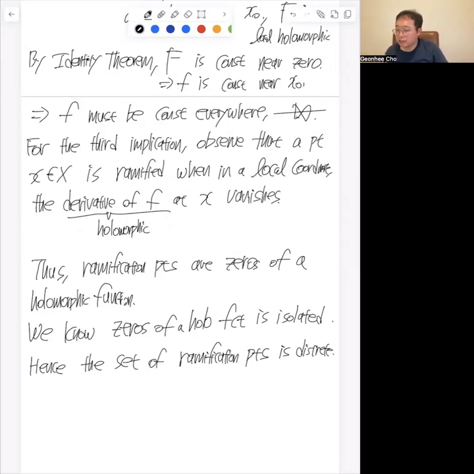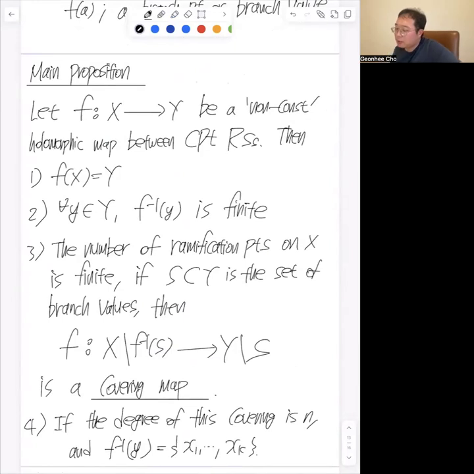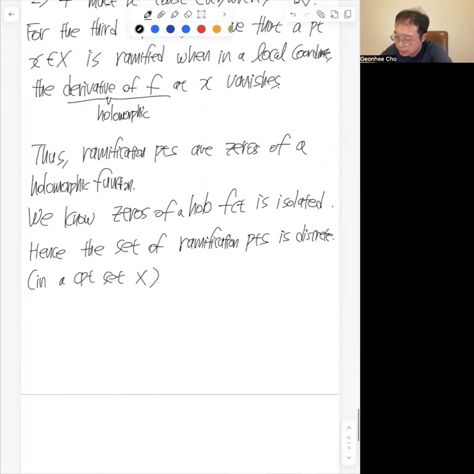And now we are done, because this is in a compact set X, so it must be finite. So we already said the number of ramification points is finite. So let's call those sets a finite set, the branch values in the codomain. Then let us consider the restricted function. So now consider our function defined on X complement of f inverse of S that maps to Y complement of S.